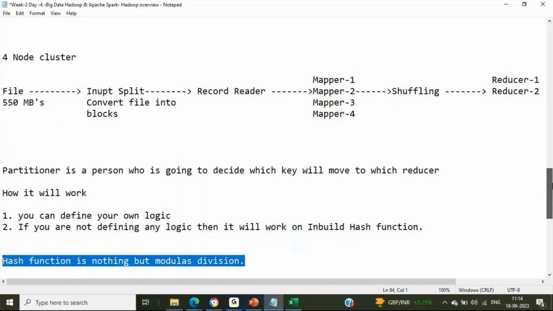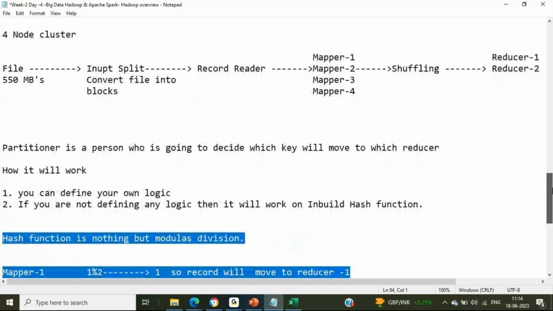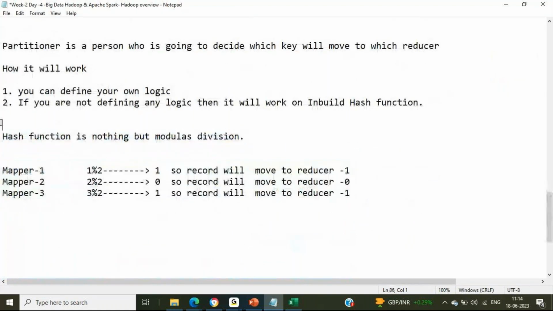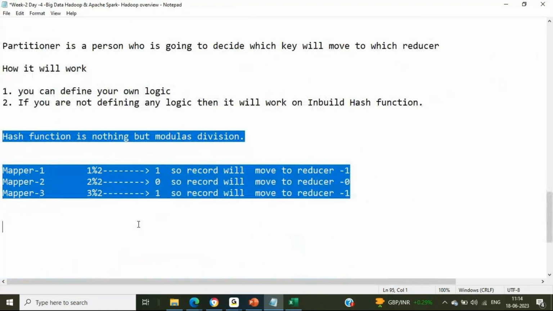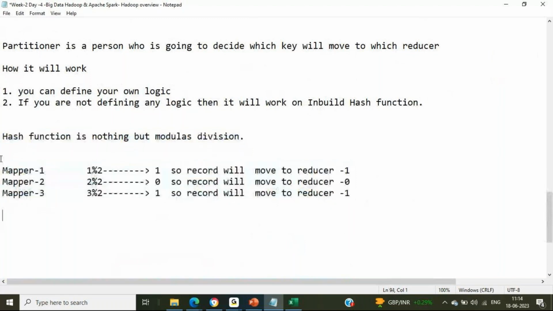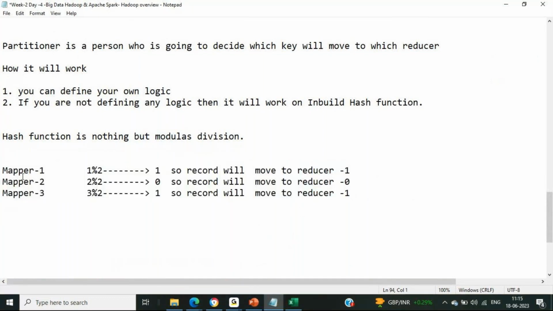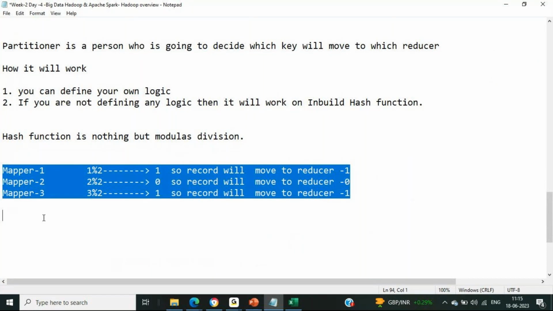Then shuffling and sorting will happen. Shuffling is the movement of the records, and sorting sorts those records alphabetically. Then the partitioner will come into the picture, and what it will do is decide which key is moving to which reducer, and it is working based upon an inbuilt hash function.